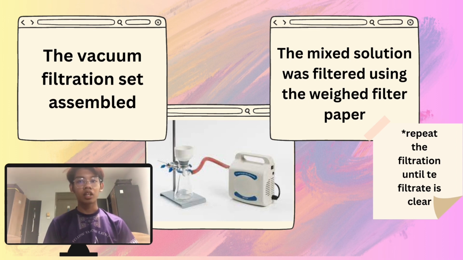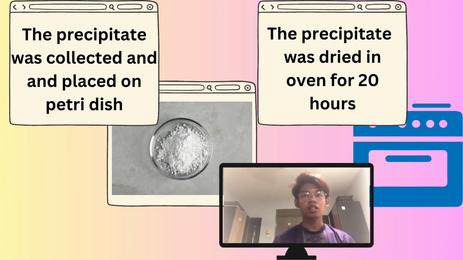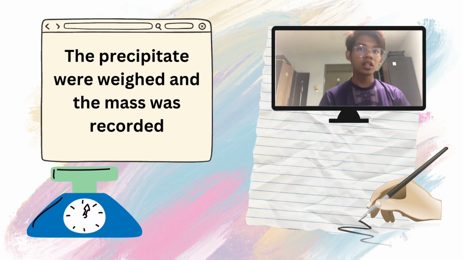After that, the mixed solution was filtered using wet filter paper. And always keep in mind that we need to repeat the filtration until the filtrate is clear. I'm sure we don't want to waste any product, so we can obtain more accurate data. Next, the precipitate was collected and placed on a petri dish. After that, the precipitate was dried in the oven for approximately 20 hours. And lastly, the precipitate was weighed and the mass was recorded.